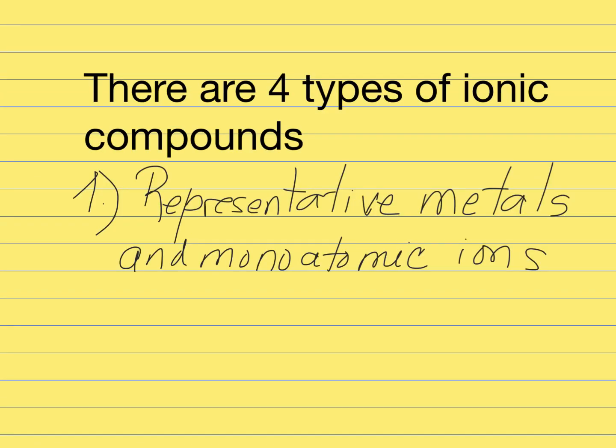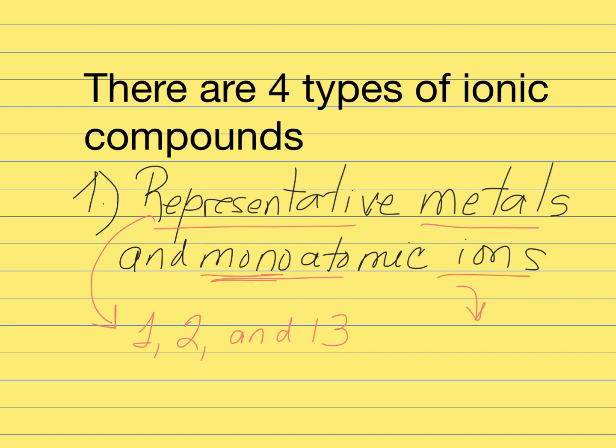As you can see, there are 4 types of ionic compounds. The first type of ionic compound that we discussed in class was the one that is made of a representative metal and a monatomic ion. Representative metals are the metals that are located in group 1, 2, and 13. Monoatomic ions, mono means one. Means that you're going to have only one non-metal.